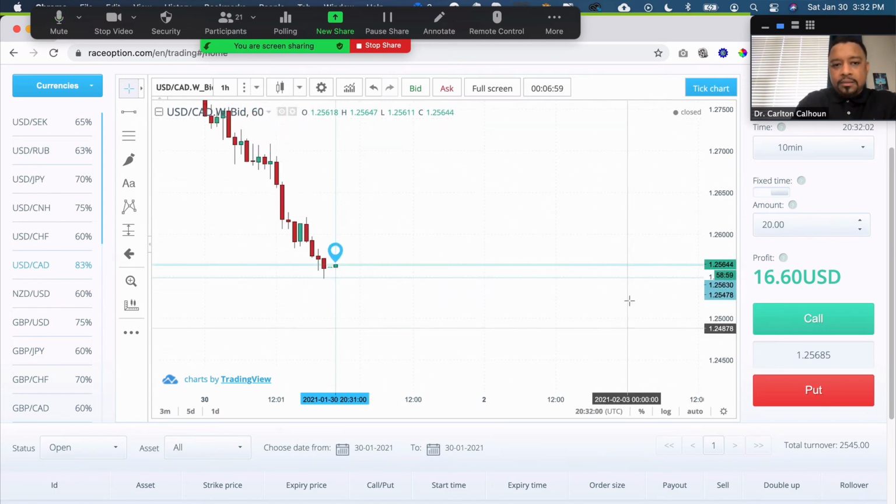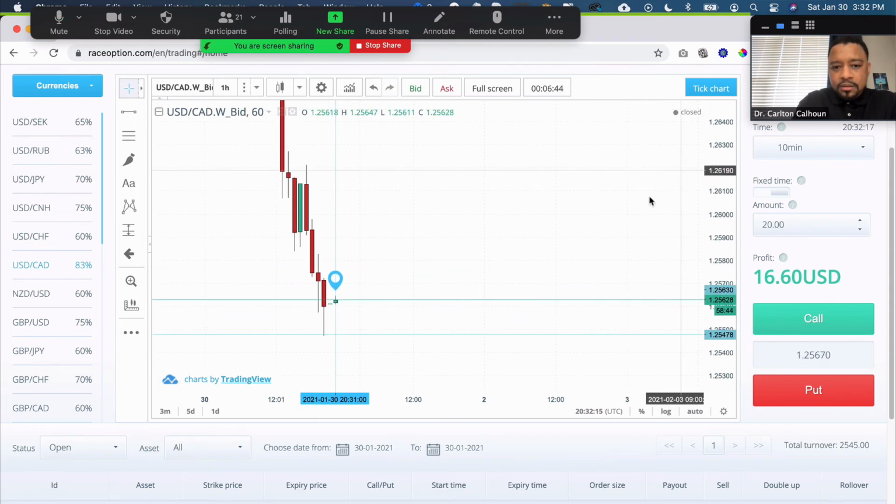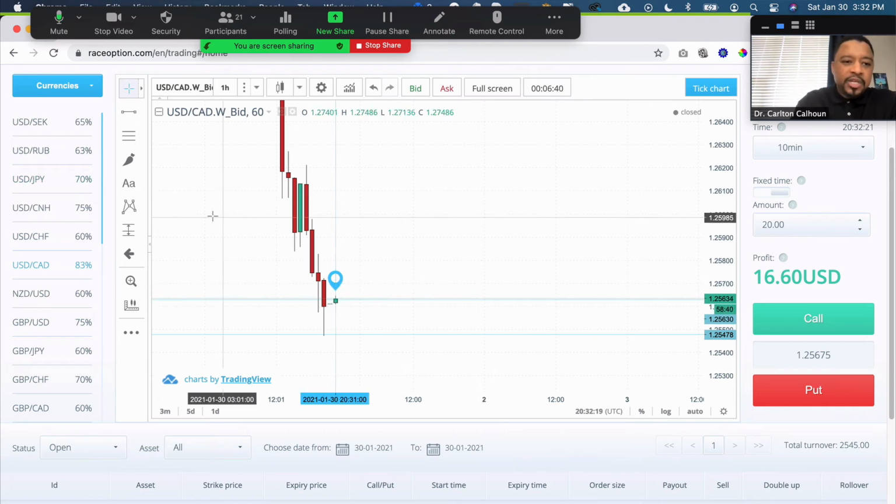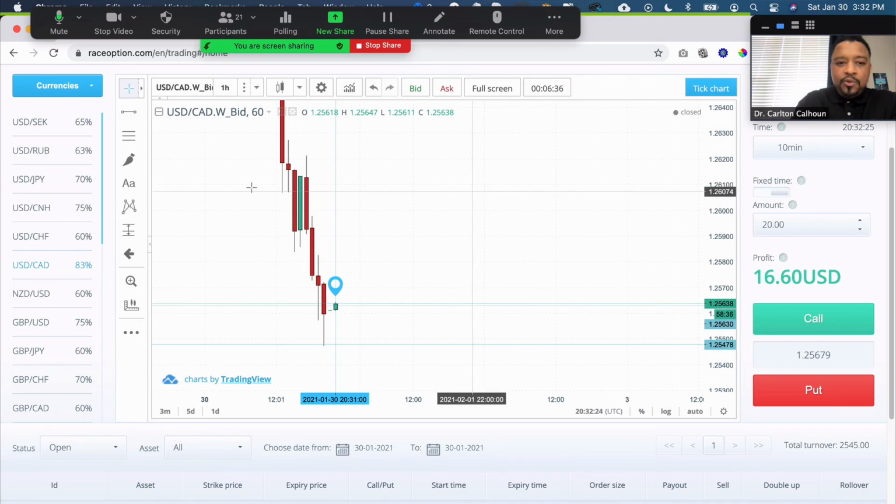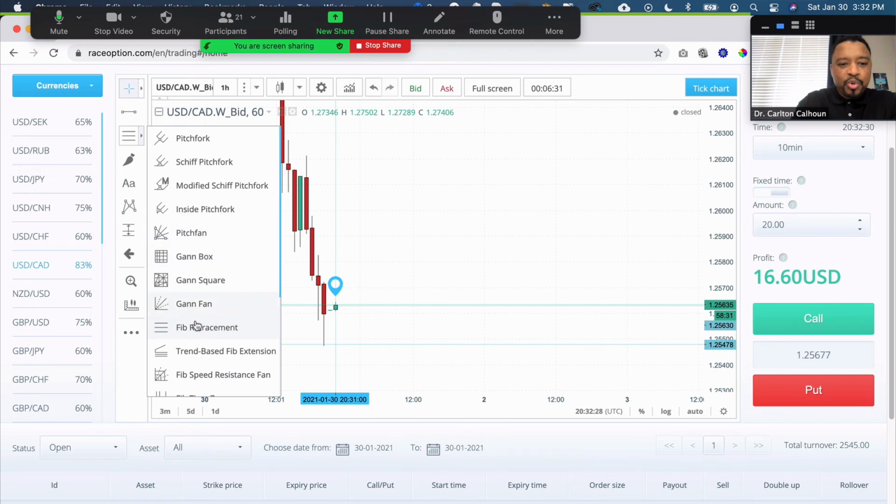We had a strong push down, then we had a pullback. Now we just had a strong push down with wick rejection. Now we're getting a pullback. So at this point, I am using a Fibonacci to determine where I believe it will pull back. Not an exact science again.